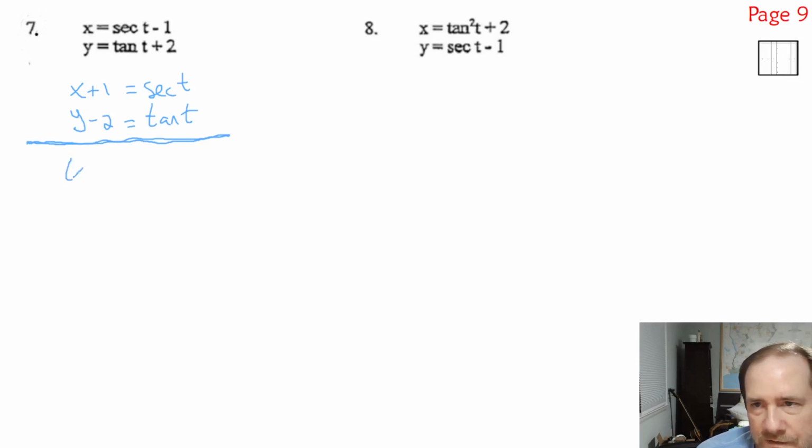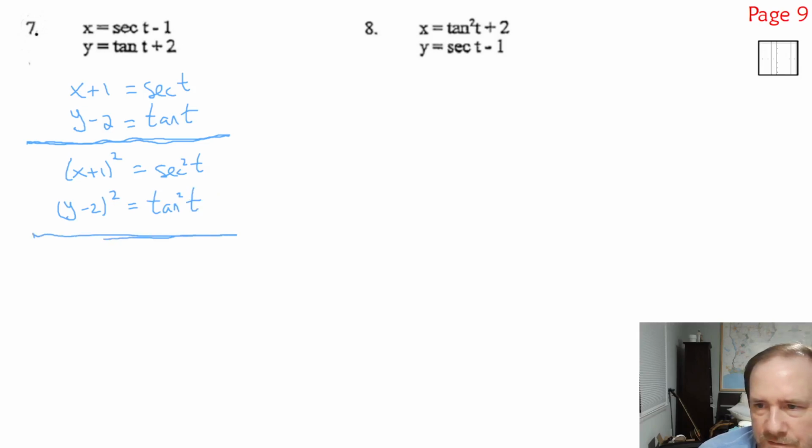I'm squaring, so I now have x plus 1 all squared equals secant squared, and y minus 2 all squared equals tan squared. All right, draw a line. My next step would now be to subtract these things, and I have to do it in the order of the x's minus the y's. So it'll be x plus 1 all squared minus y minus 2 all squared, and it equals 1.